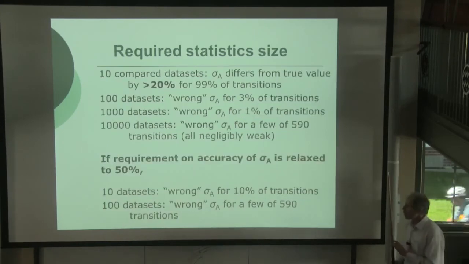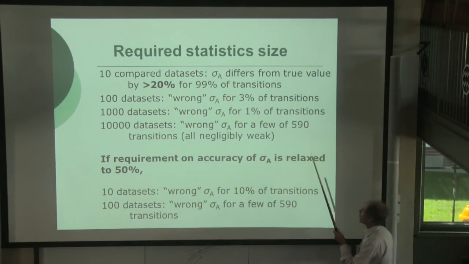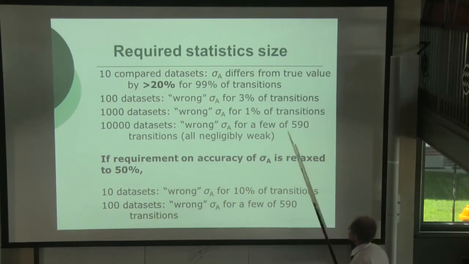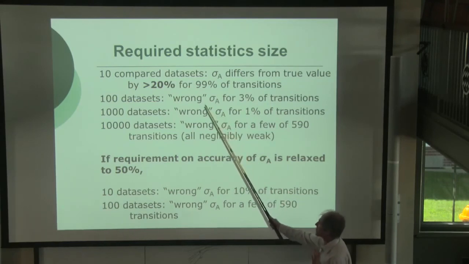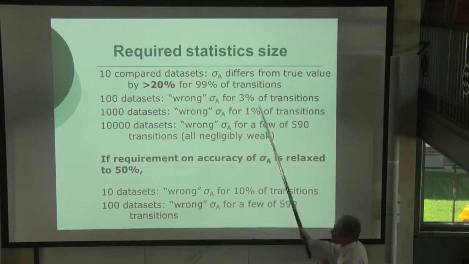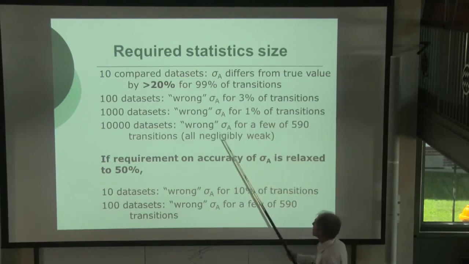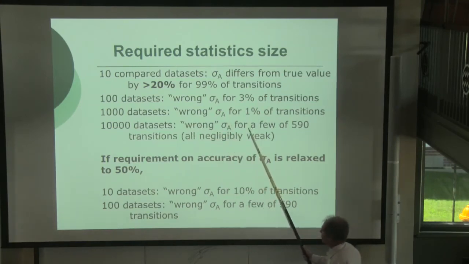So when I... yes, I made some investigation. If I require that the standard deviation must be known accurately, with accuracy better than 20%, then if you compare just 10 data sets with each other, in 99% you get a wrong result. You actually have to go to 1,000 or maybe 10,000 comparisons to do that.